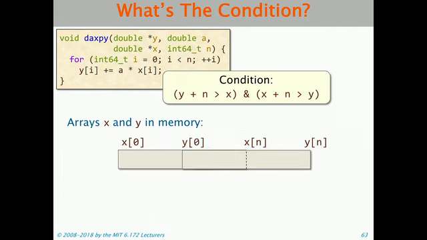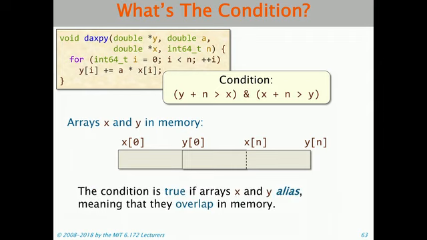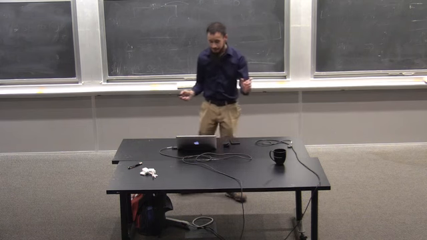But if we have this situation where x and y overlap in memory for some portion of memory, then it turns out that regardless of whether x or y is first, x plus n will be greater than y, and y plus n will be greater than x, and the condition will return true. In other words, the condition returns true if and only if these portions of memory, pointed to by x and y, alias.